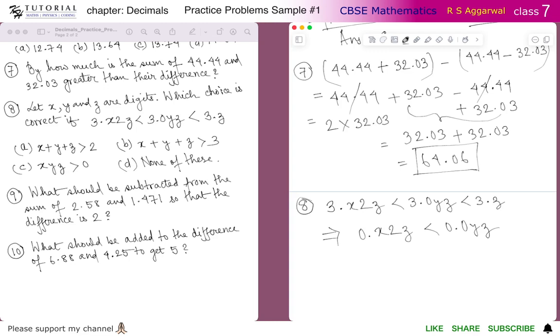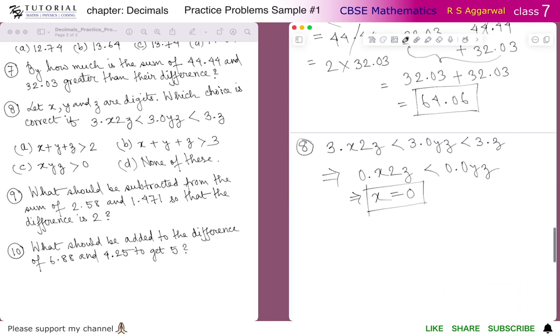Now since x, y, z are digits, x has to be equal to 0. This implies x has to be 0. X cannot be 1 or 2 or 3. Then the whole decimal part, 0.xyz, will be greater than 0.0yz. So x has to be 0. Okay, we got this.